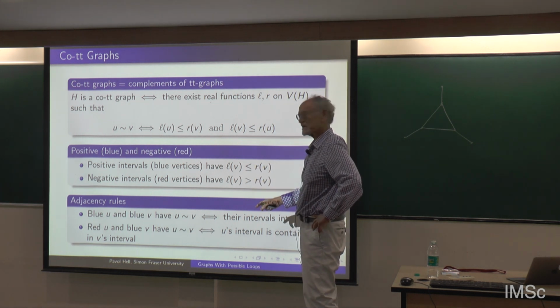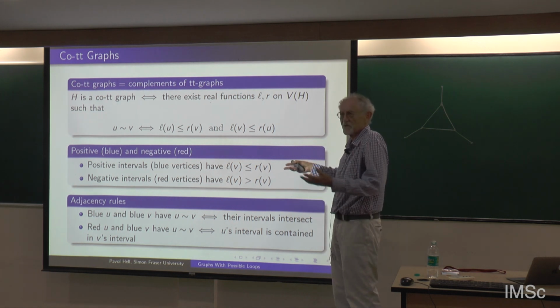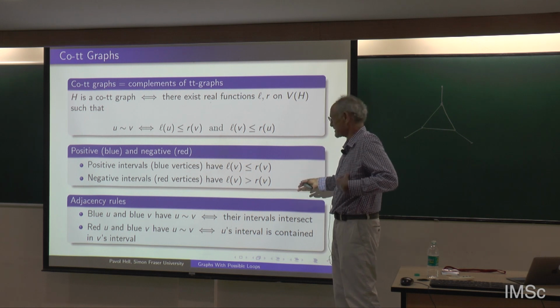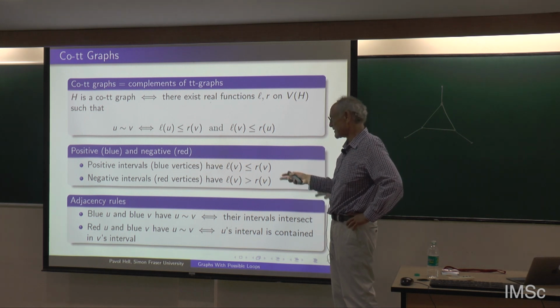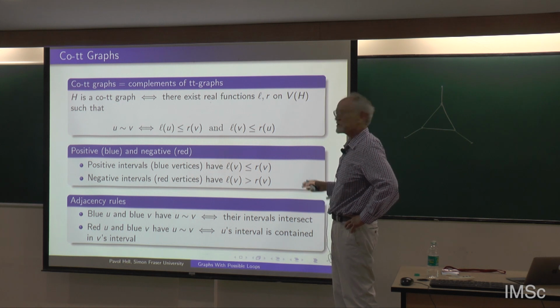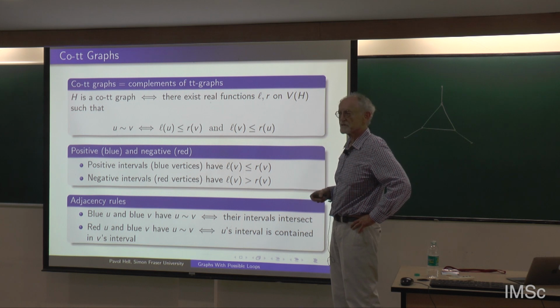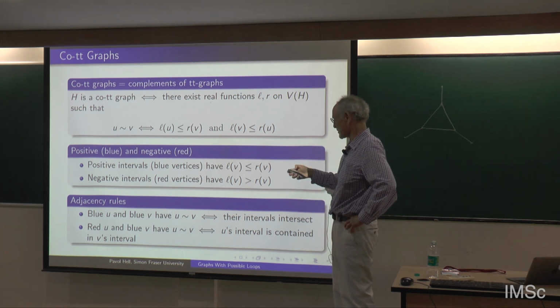Two blue vertices are adjacent just if their intervals intersect. They're representing regular intervals from left to right, and adjacency is intersection. A red interval and a blue interval are adjacent if the red interval is contained in the blue interval, and two red intervals are never adjacent. That follows from the rules.